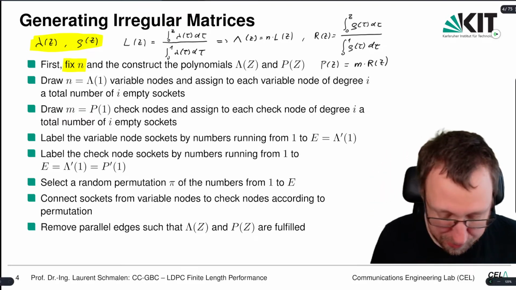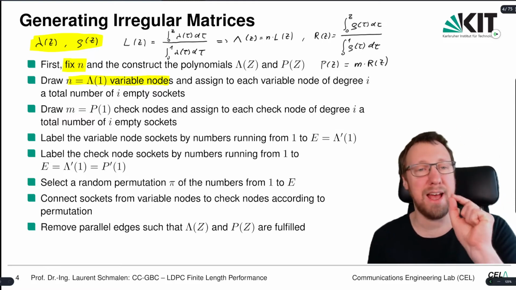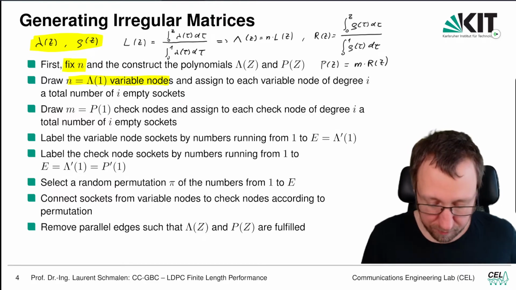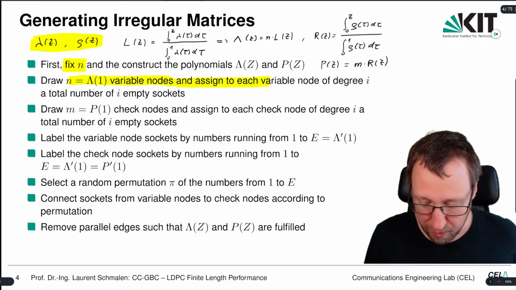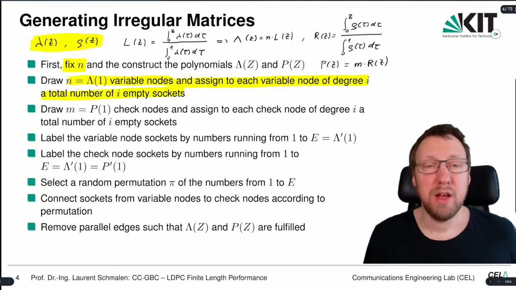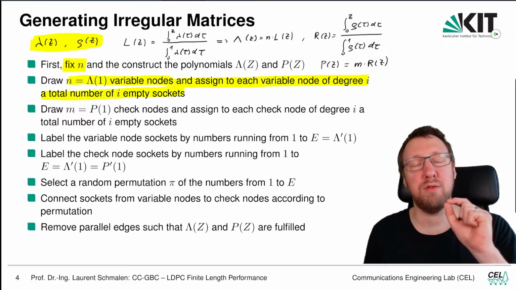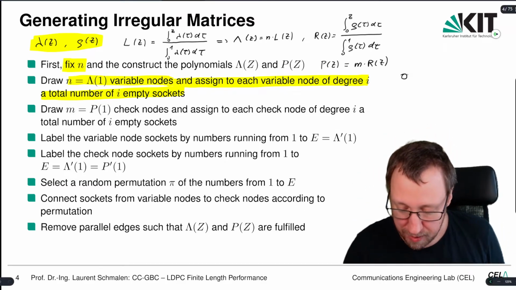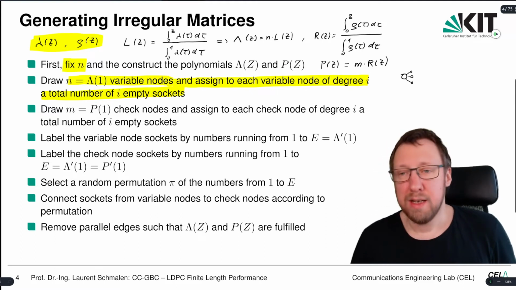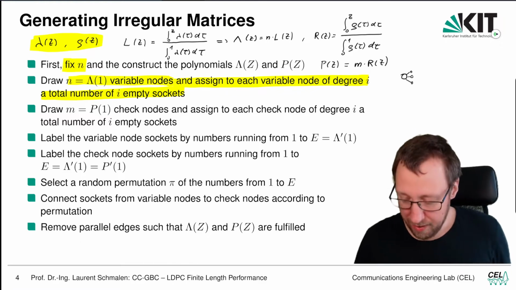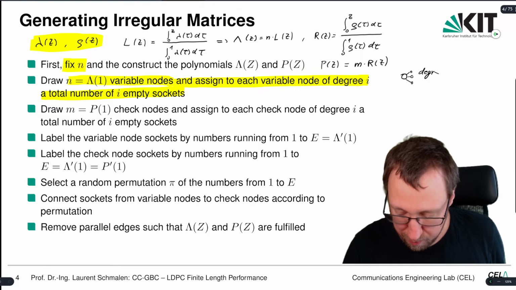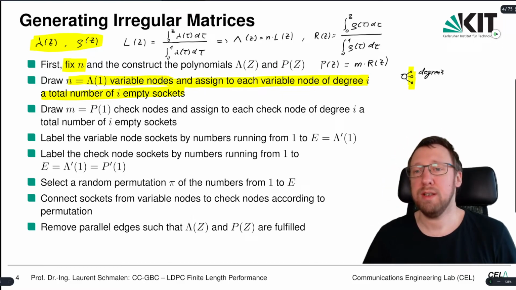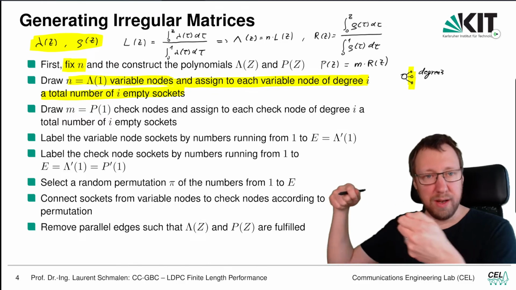Now the second step is we pick n variable nodes, or we place n variable nodes. And we know that n is equal to Lambda of 1. And then we assign to each variable node of degree i a total number of i sockets. So we have a variable node that is of degree i, and we put sockets on each variable node. We can think of a variable node as a circle, and this circle has some sockets. In this case, we have a degree 3 variable node. So we put 3 of those empty sockets here. It's just a socket like a power outlet, where you can put in a cable or a plug.